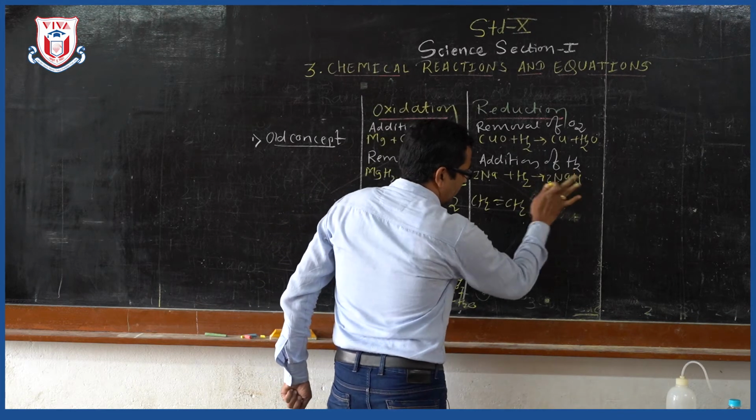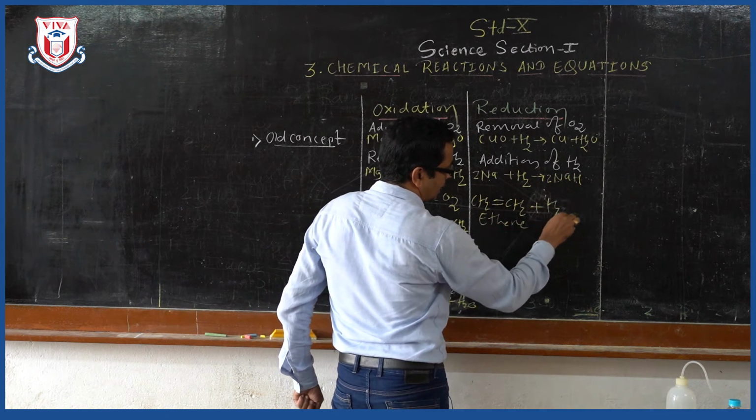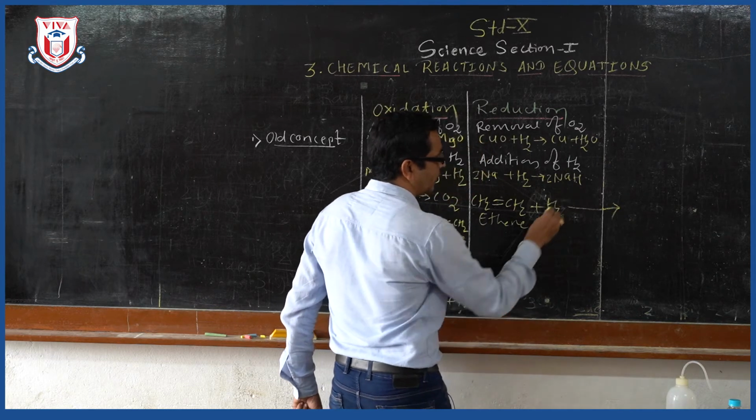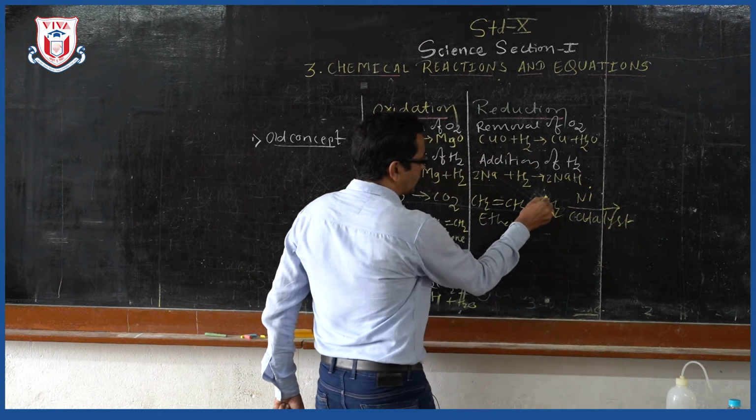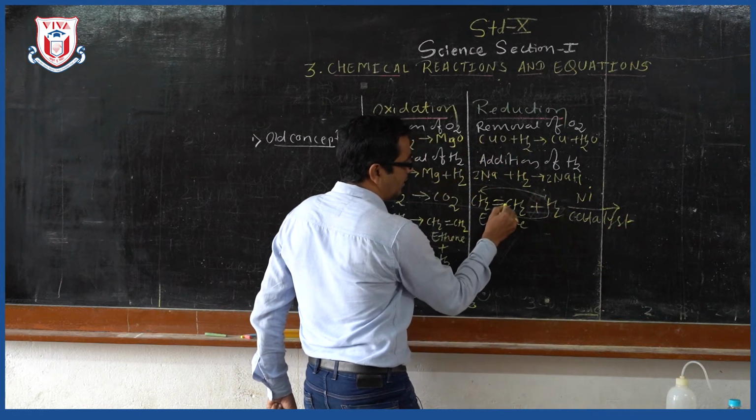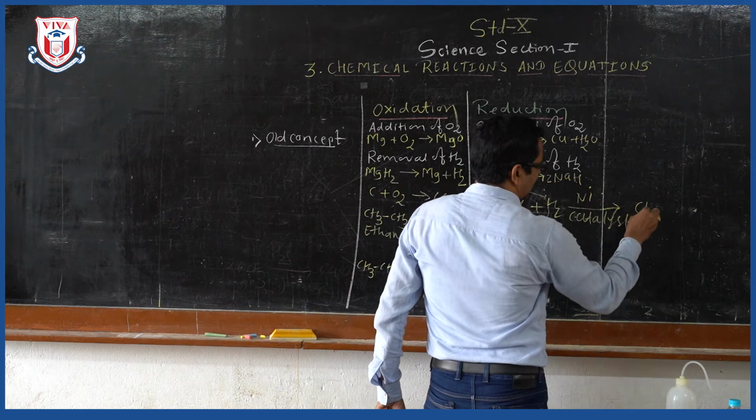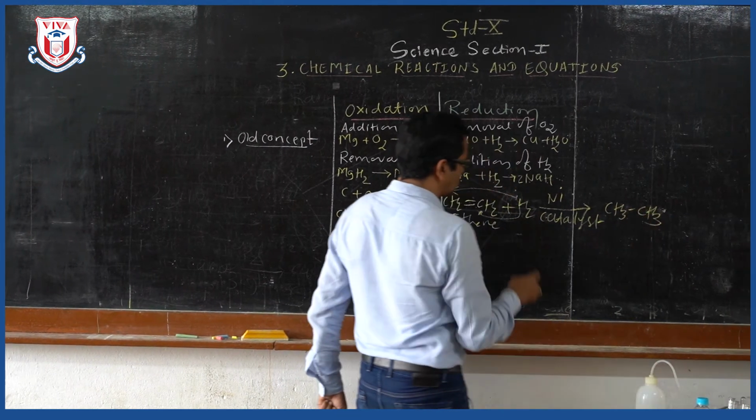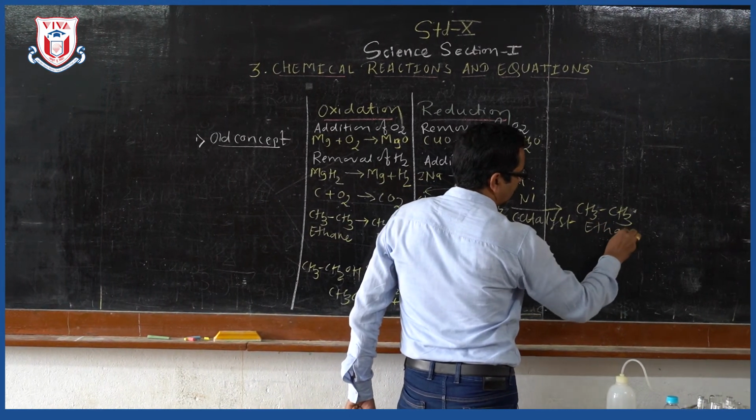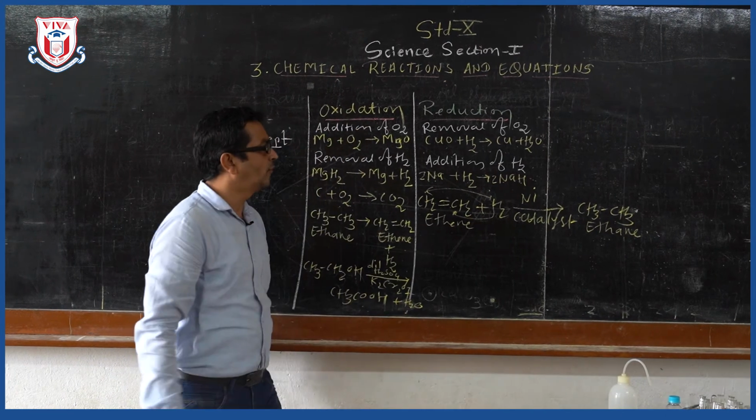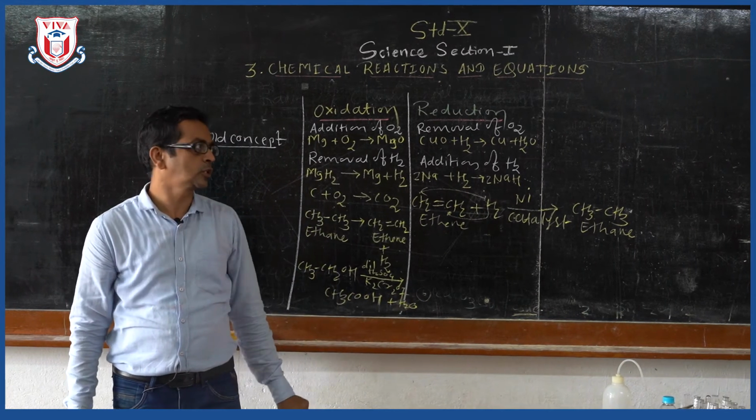Here you will add ethene plus hydrogen in the presence of nickel as a catalyst. One hydrogen will go to the first carbon, and the second hydrogen will go to the second carbon by breaking one pi bond. So I'll get CH3 single bond CH3. So I have added hydrogen to ethene to convert it into ethane. So this is also an example of what? Reduction. So this process taking place over here is called reduction.